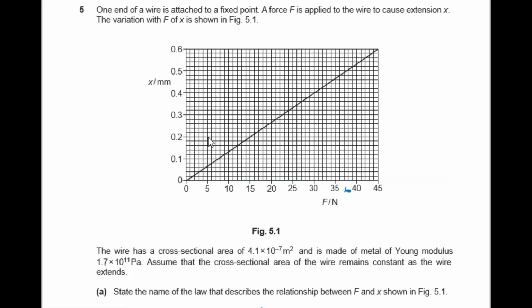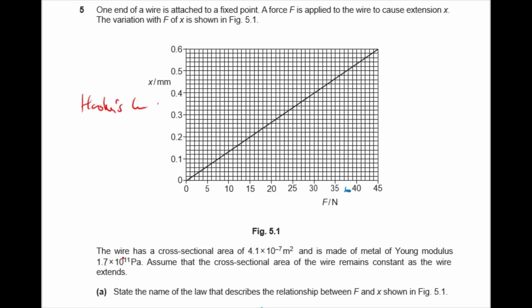Number 5, one end of a wire is attached to a fixed point. A force F is applied to the wire to cause extension x. The variation with F of x is shown in figure 4.1. So from figure 4.1, we have a graph, a straight line passing through the origin, extension against force. So the idea here is Hooke's law.